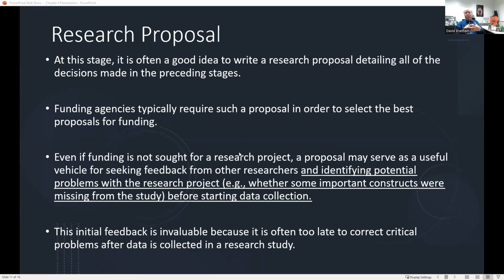Whether some important constructs were missing from the study, for instance, or whether you missed the perspective, or maybe you're just measuring incorrectly. This needs to start before you collect your data, because if you start collecting your data and then discover you have this problem, then it becomes very costly. The initial feedback is invaluable because it's often too late later on to correct these problems.